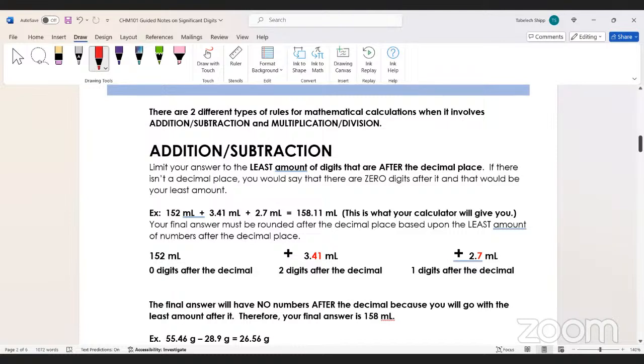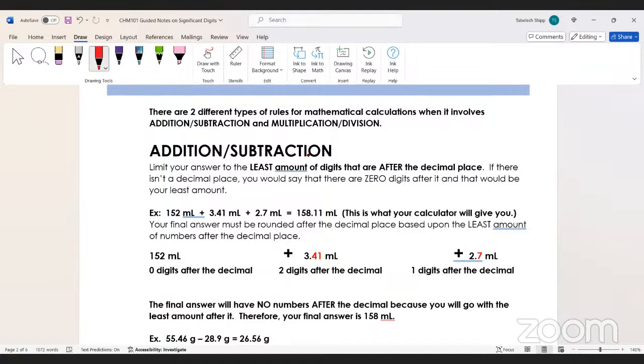So I'm going to zoom into the number itself, or to the problem itself, okay? So you all can see what I'm talking about. So right here, you've got 152 milliliters plus 3.41 milliliters plus 2.7 milliliters. Now, you know that your calculator is going to give you 158.11, but that's not the correct answer, okay, in terms of what you would put on your homework problem set. If you're doing this on a software system where they say select the correct answer, you would not put 158.11.